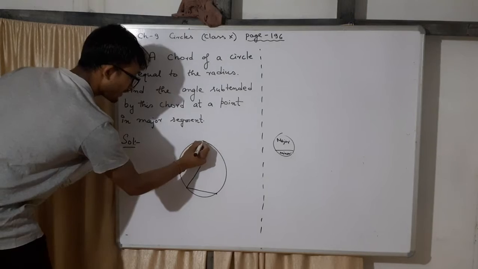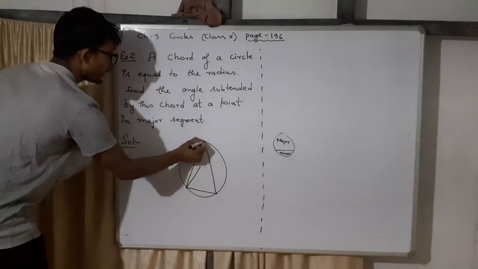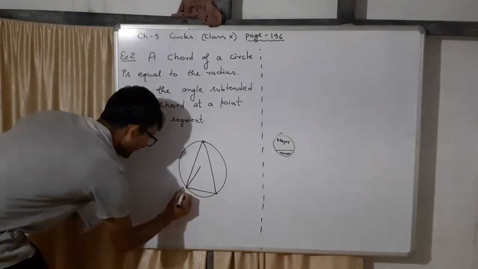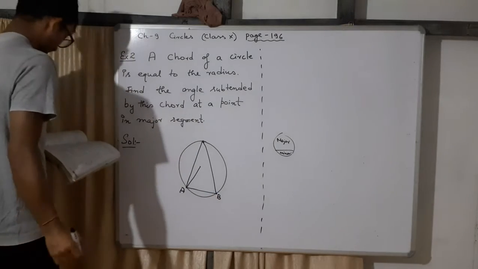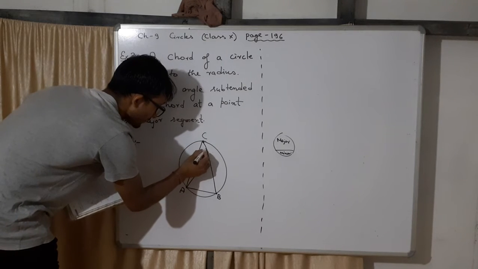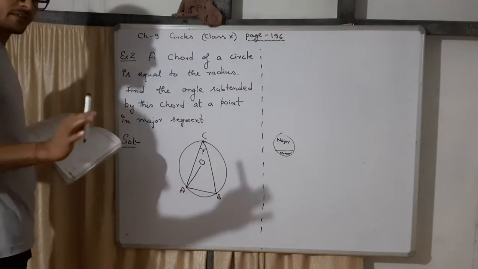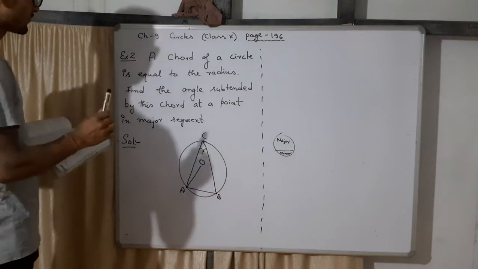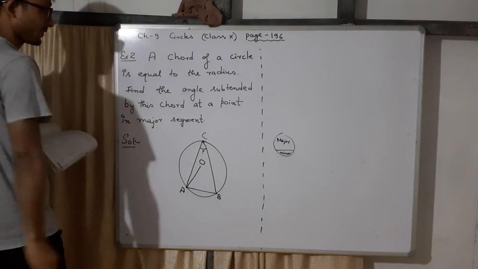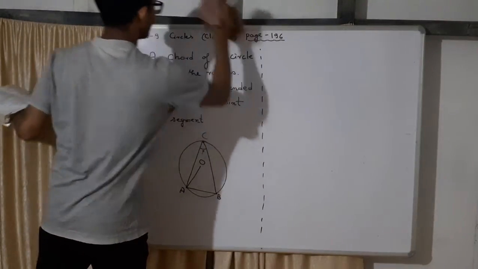Major segment, anywhere I take here, this will be my angle subtended in the major segment. Suppose I take A, B as the chord. As usual, this is taken as center, this is C. You have to find this angle. Remember that nothing is given, not even the value. Only the tricky thing is the chord of the circle is equal to the radius. From there you have to understand what is the angle value.